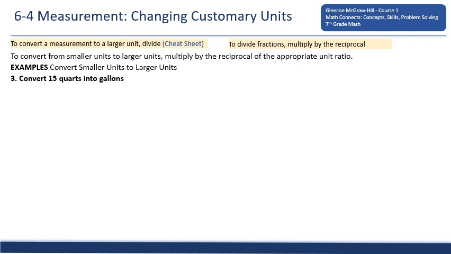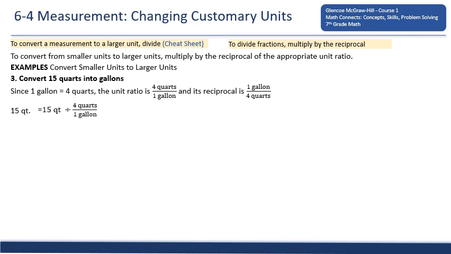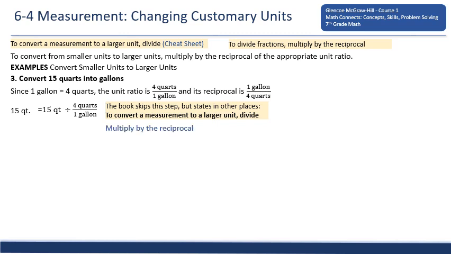Convert 15 quarts into gallons. So since 1 gallon equals 4 quarts, the unit ratio is 4 quarts to gallons, and its reciprocal is 1 gallon over 4 quarts. So if we have 15 quarts, we have 15 quarts divided by 4 quarts over a gallon. So we're going to convert a measurement to a larger unit and then divide.